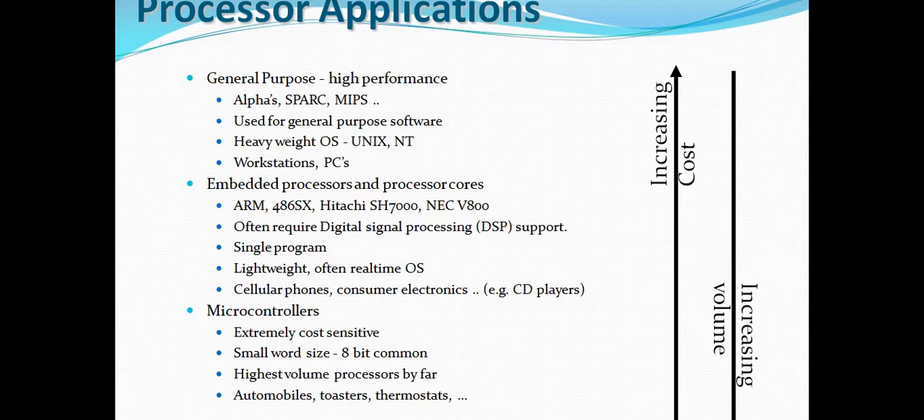Next is regarding the microcontroller. So what is a microcontroller all about, students? It is extremely cost sensitive. It is used where cost matters, with a small word size. It can take 8-bit commands. It also performs for that particular application, and it is by far the highest volume processor. So it is also used for the highest volume. That is a microcontroller. It is used in automobiles, toasters and thermostats. So these are the different types of processors we have.